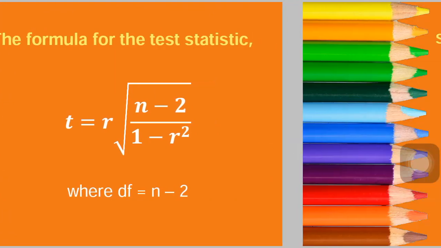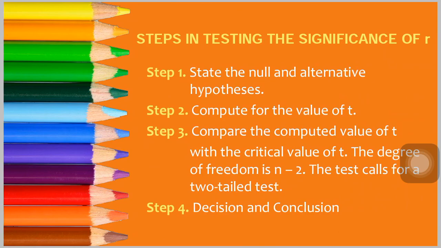In this lesson, we only have 4 steps in testing the significance of the correlation. First, we state the null and the alternative. Second, we compute for our test statistic. Third, we compare our test statistic with the critical value. And step 4, we make the decision and conclusion. Remember that for this topic, we'll be using the t-table, and the degree of freedom is computed as n minus 2. Again, the degree of freedom is n minus 2.